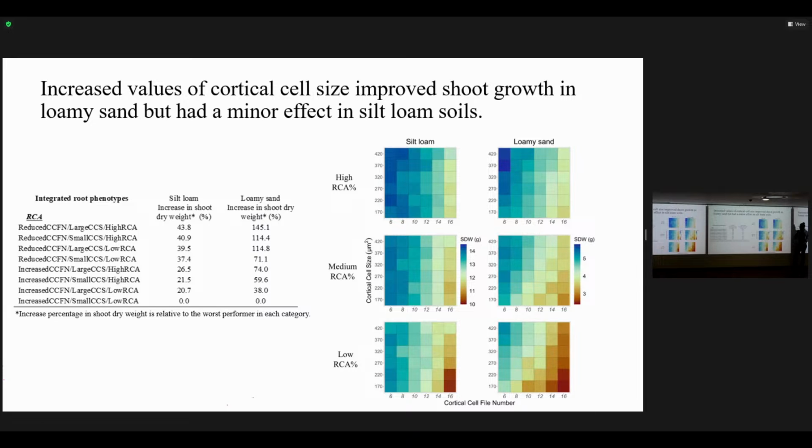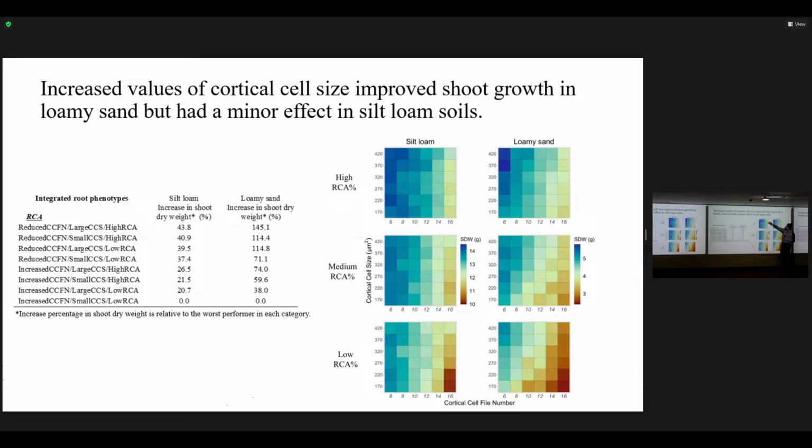And we see a similar pattern whenever the importance of cortical cell size, which is represented here in the y-axis, is relevant whenever you have more stress conditions. For example, in this scenario, when you have sandy soils. When you have sandy soils, in any value of cortical cell file number, having a large cortical cell size will be better. You know, in these 3 plots, it is the same scenario.